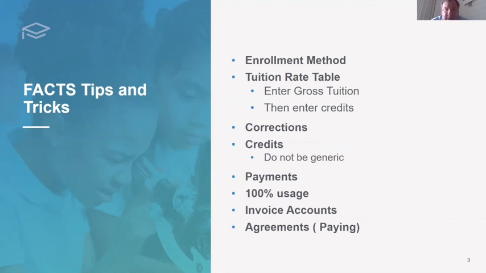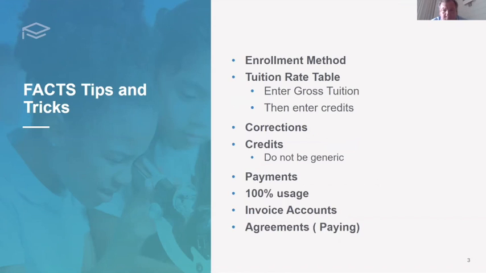So, little tips and tricks for you out there. Everyone, if you're using our service, should be using a tuition rate table. This is going to help you tremendously because before the implementation starts, we enter all of your gross tuition amounts into the system. And then we enter all of your sibling discounts, any type of discounts you have. This is going to save you a lot of time on the back end.